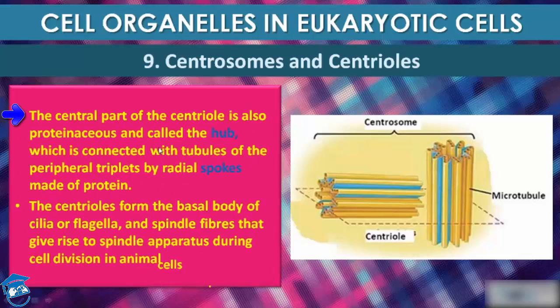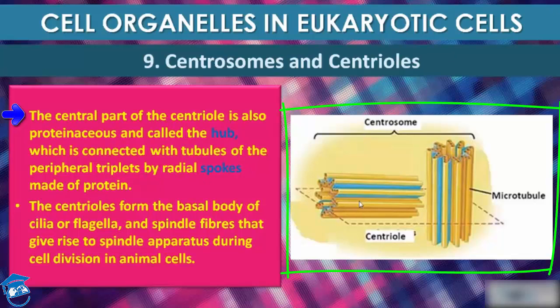Now the central part of the centriole is also proteinaceous, and it is called the hub, which is connected with the tubules of the peripheral triplets by radial spokes, which are made up of protein. See, this is your centriole, arranged in the right angle direction, that is, perpendicular to each other. This centriole is made up of microtubules. See, this is the central part of the centriole. It is also proteinaceous and called the hub, which is connected with the tubules of the peripheral triplets by radial spokes, made up of protein.